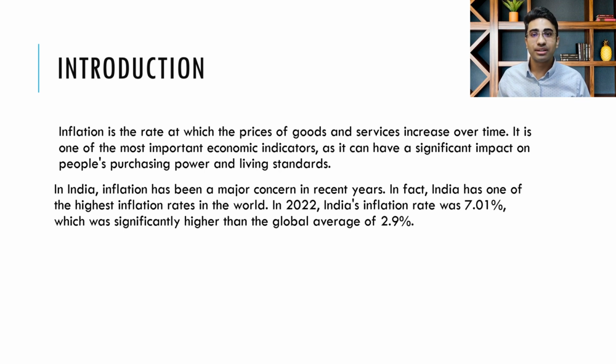So to put things in perspective, in 2022, India's inflation rate was 7%, whereas the global average was 2.9%. What does this mean? This means that a commodity which was priced at rupees 100 in 2021 was priced at rupees 107 in 2022. That is the 7% rise in prices, which we call inflation.